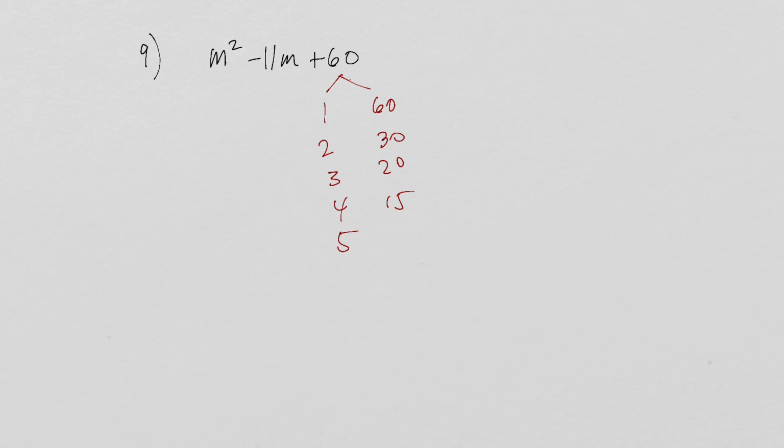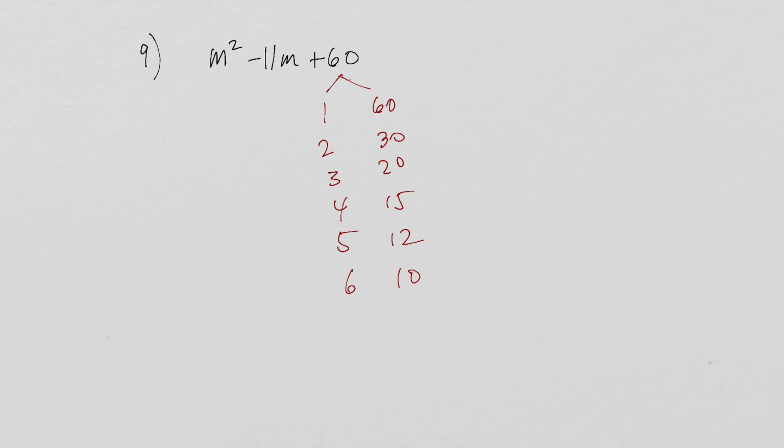Okay, number 9 is m squared minus 11m plus 60. So because this is positive, we have to look for factors that add up to this. Now, it's going to be prime, but I know that because the only factors of 60 are, let's just forget the signs for now, 1 and 60, 2 and 30, 3 and 20, 4 and 15, 5 and 12, and 6 and 10. Those are the only factors.